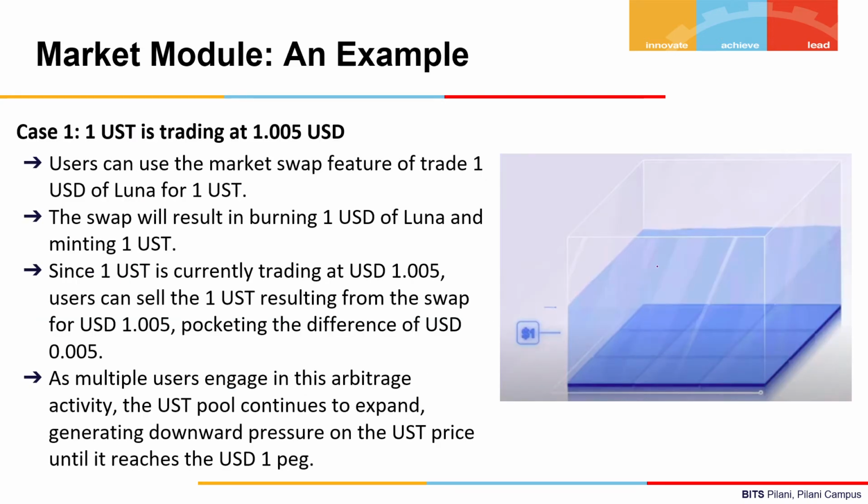So let's assume case 1. Case 1 is wherein a US Terra is trading at a greater value of dollars. So what the users can do is that they can trade 1 USD for 1 USD. This swap will result in burning of 1 Luna and minting 1 USD. And since the USD will be trading at $1.005, the users can sell the USD and pocket the difference of $0.05. And as multiple users will engage in this arbitrage, the pool will continue to expand and we will have a decline in the price back to $1.